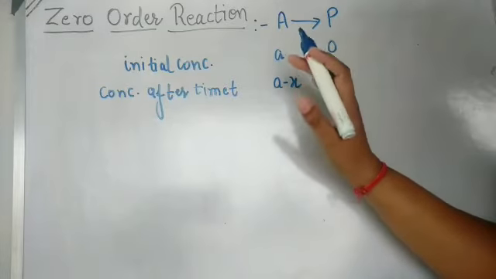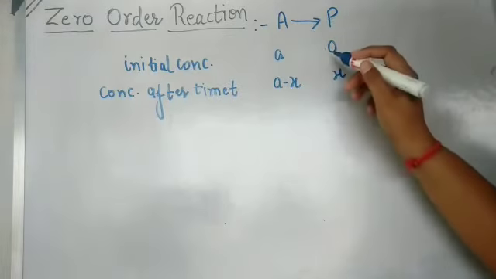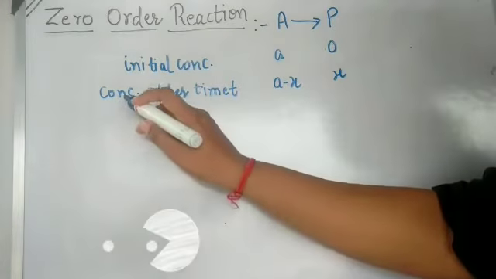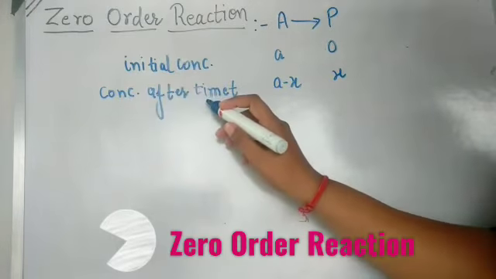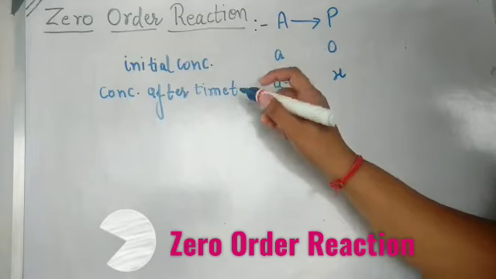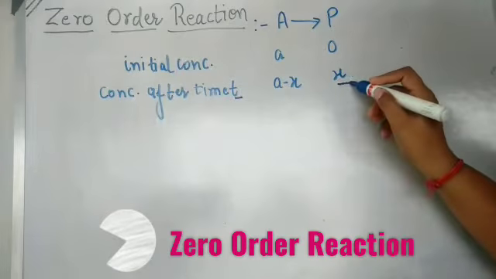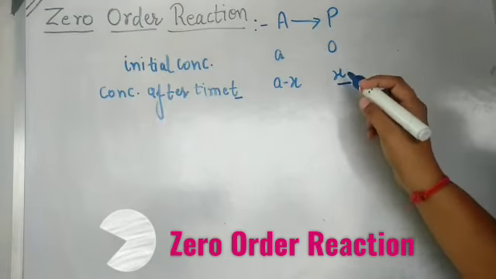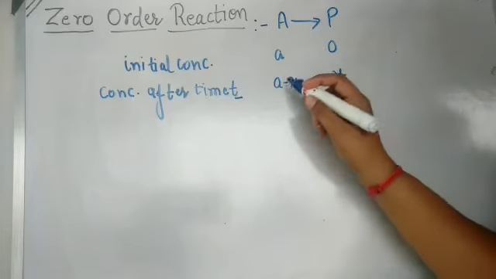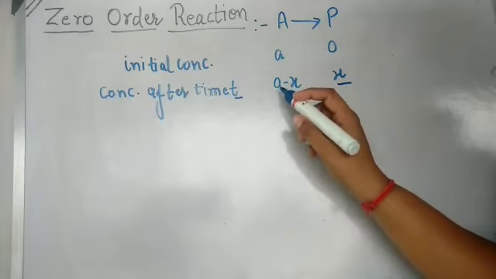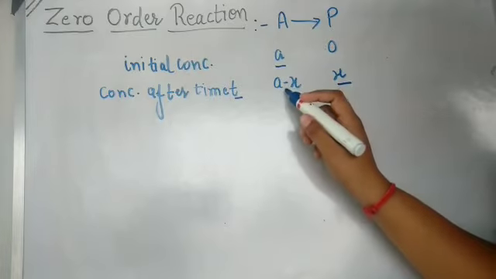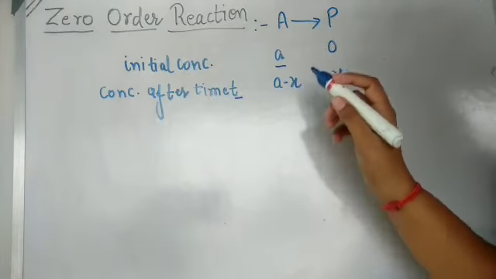So now we have not started that reaction. That is why your concentration of product is 0. Now this is the concentration after time t in between the reaction. So now we have gained some amount of product. So this I have written as X. So now the concentration for the reactant will be initial concentration minus X, the product concentration.